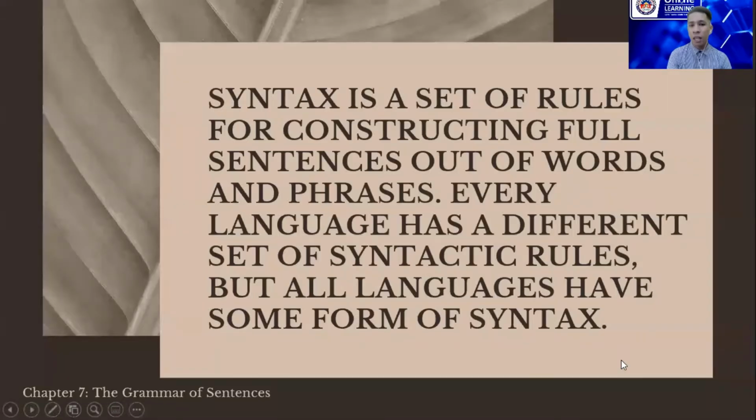So upon understanding syntax, we need to define it first. When we say syntax, this is a set of rules for constructing full sentences out of words and phrases. In this area, we are to consider the parts of speech. For example, what specific word is being used in this area and what specific word is being used in this one. There will be times that the word itself or the part of speech will change. Sometimes a noun can be a verb, and sometimes a verb can transcend into an adjective. That is the essence of syntax.